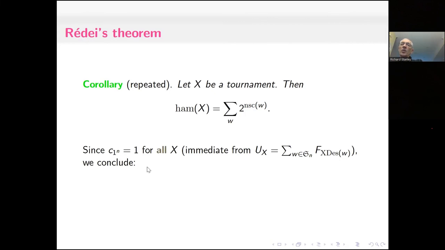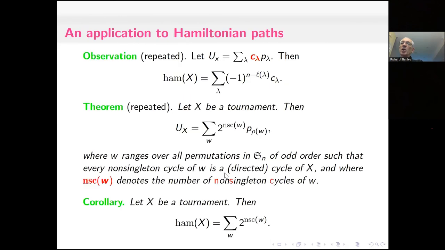Now, for all x in this expansion here, when you expand it in terms of p lambdas, c lambda, when lambda is 1 to the n, that is, when we're looking at the coefficient of p1 to the n, this coefficient is going to be 1.